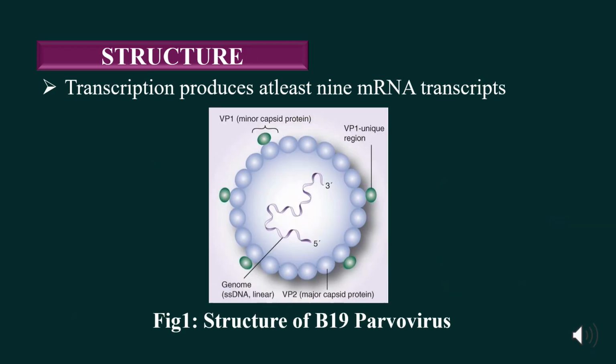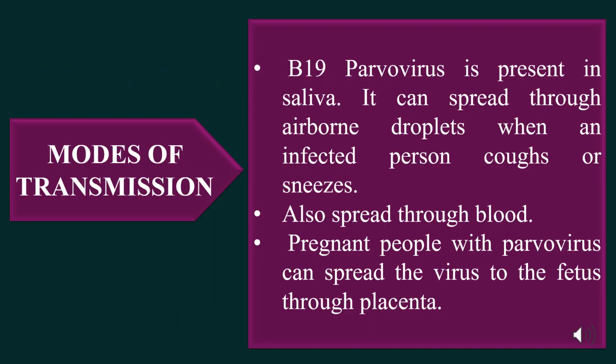The transcription process of B19 Parvovirus produces at least 9 mRNA transcripts. Here is the structure of B19 Parvovirus, made of VP1 minor capsid protein, single-stranded DNA linear genome, and VP2 major capsid protein. Modes of transmission of B19 Parvovirus.